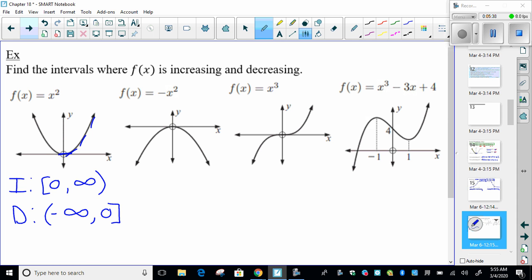In the second one, you start drawing. Those are positive tangents. So therefore, this is increasing from negative infinity to 0. But then it starts decreasing from 0 to infinity. So pause this for a moment and try to do the third one and the fourth one and see if you can come up with those.